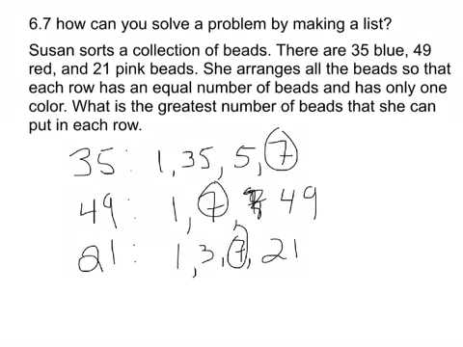Now, what does that mean as far as the word problem goes? The question asks you, what is the greatest number of beads that she can put in each row? Well, if you have 35 blue, 49 red, and 21 pink beads, can you have more than 7 in a row? Each row has to have an equal number of beads and only one color. So you're going to have 5 rows of blue, because 7 times 5 is 35. You're going to have 7 rows of red, and you're going to have 3 rows of pink. And each row will have 7 in it.